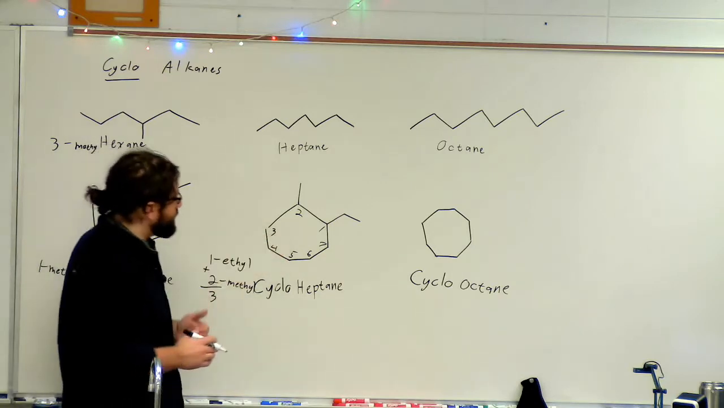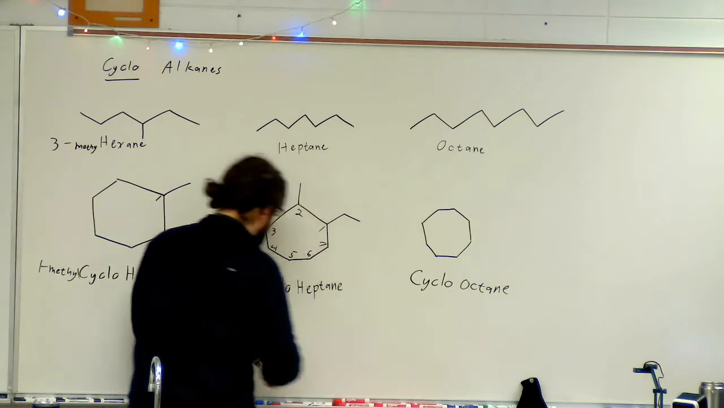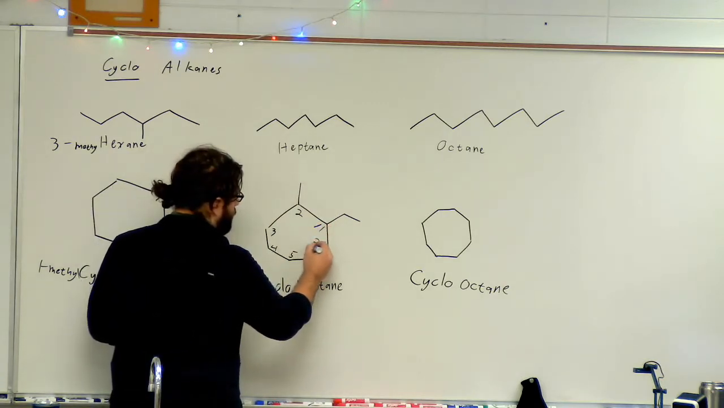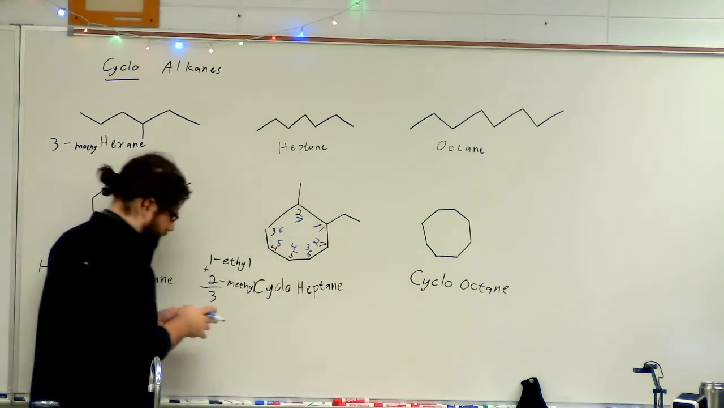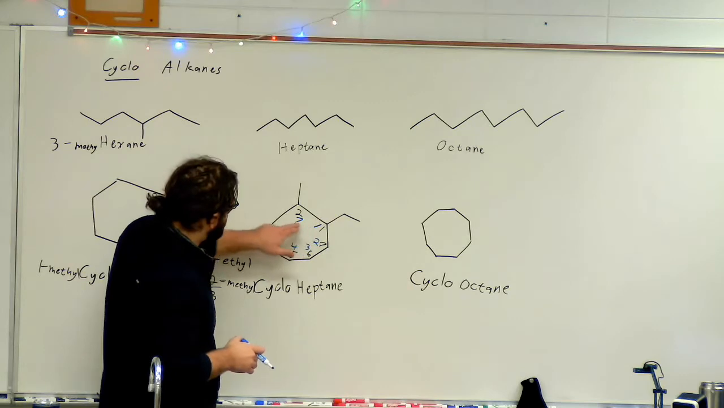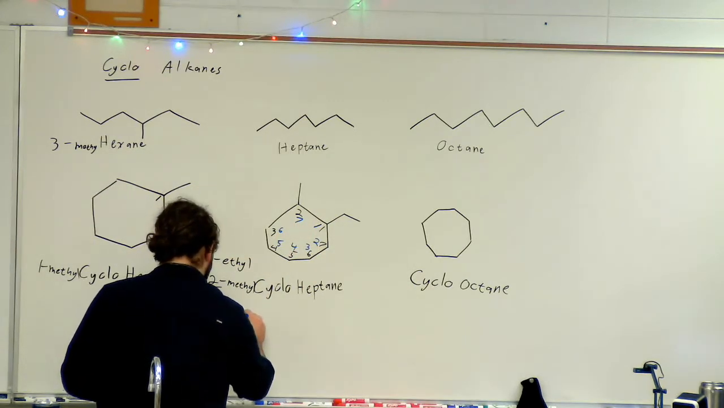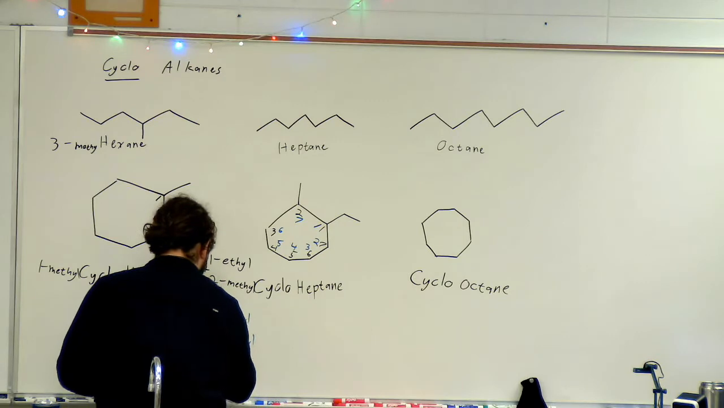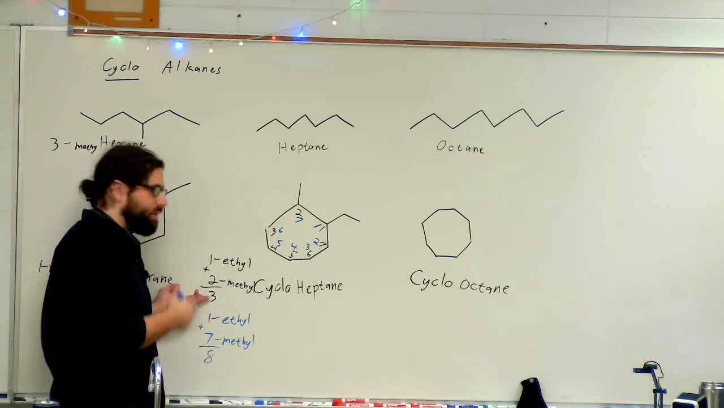If I were to number this the other direction, let's use a different color for that. Still starting from the same 1, going 1, 2, 3, 4, 5, 6, 7. Then I would have a 1 and 7. I would have a 1-ethyl, 7-methyl. Add those together and you get 8. 8 is bigger than 3, so we should go with the 3.